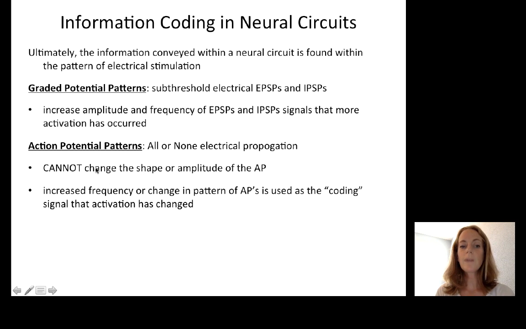So the only way to change an action potential pattern is to change the timing of how often an action potential occurs. So it is the pattern, the frequency, that is used as the coding signal, kind of like the Morse code of the brain. And the frequency or the change in pattern of action potentials is how your brain then transmits different information throughout different circuits. We could talk about this forever.